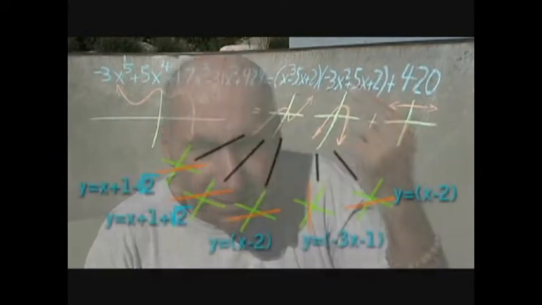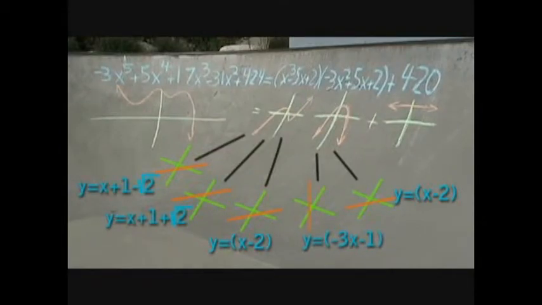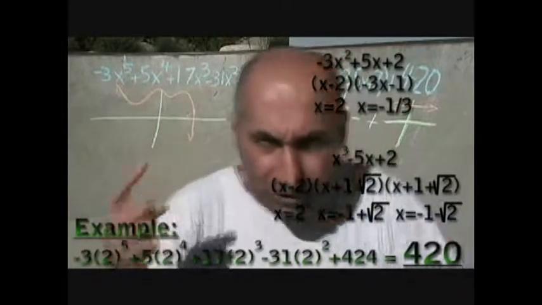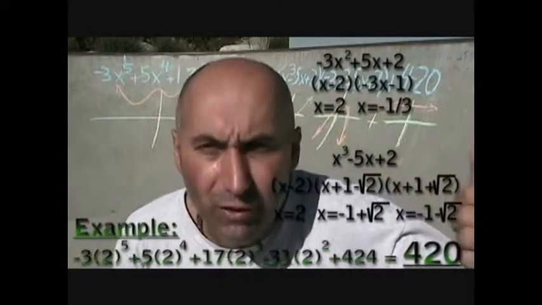So you can break these down even further, right? You can factor these down even further, get your x values, and if you plug those x values into the original function, this is what you get out. You get 420 out, right?